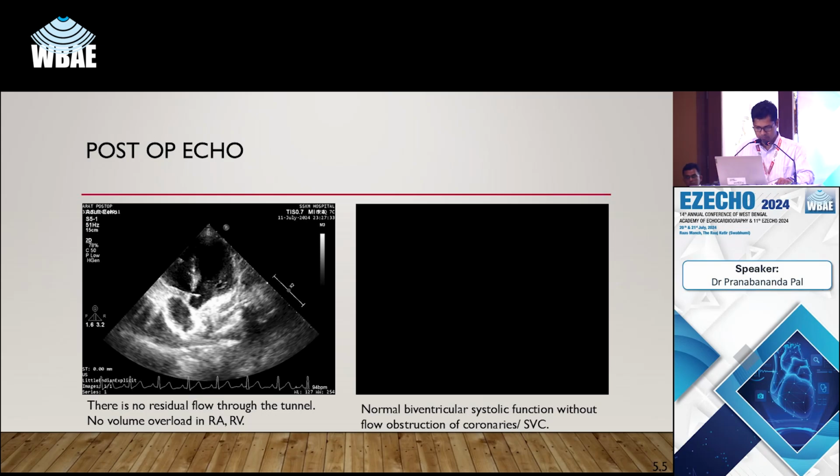There was no volume overload seen in the RA and RV. Here you can see the image of the device placed, and it showed normal biventricular systolic function without any flow obstruction of the coronaries or of the SVC.